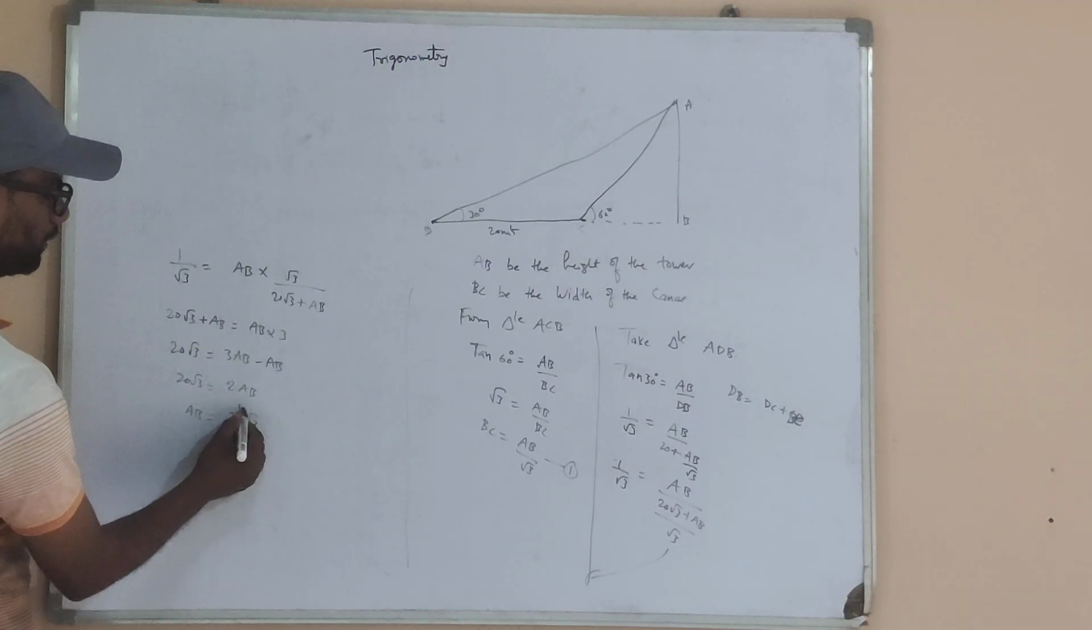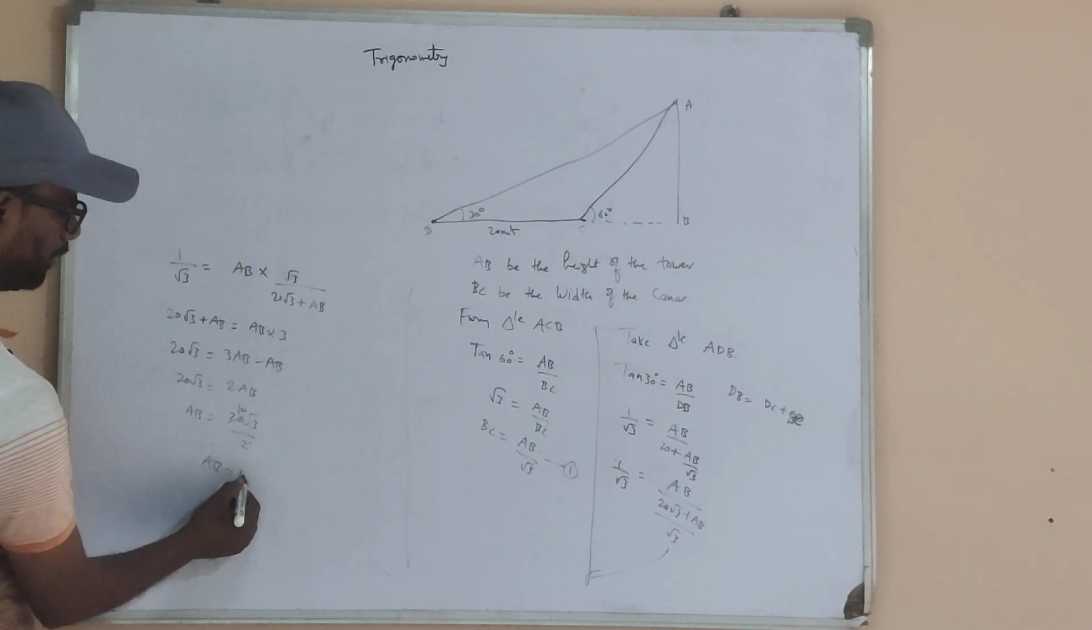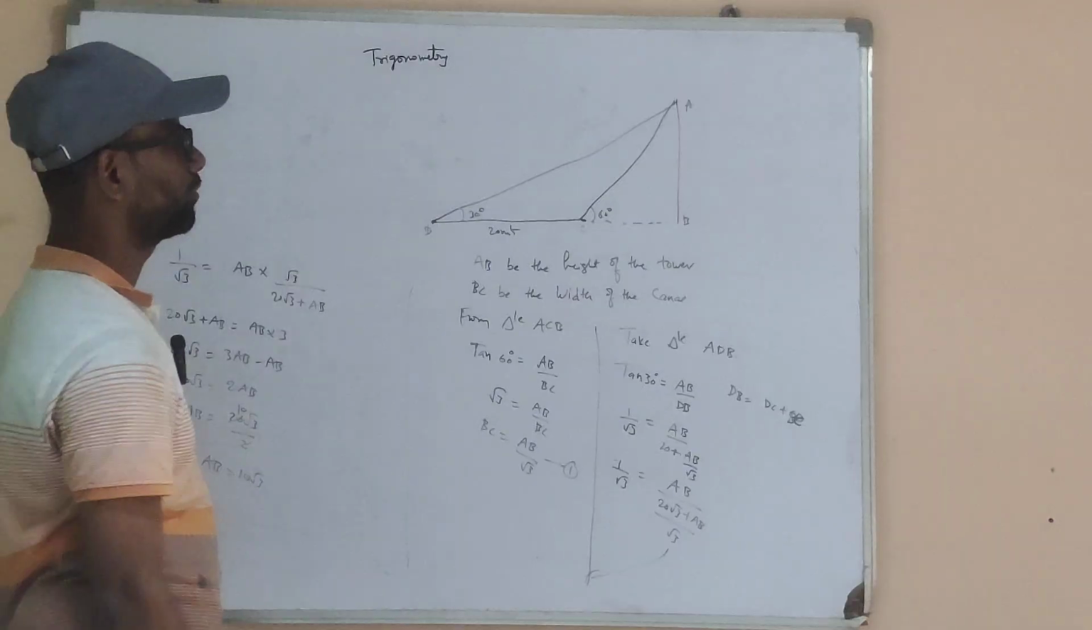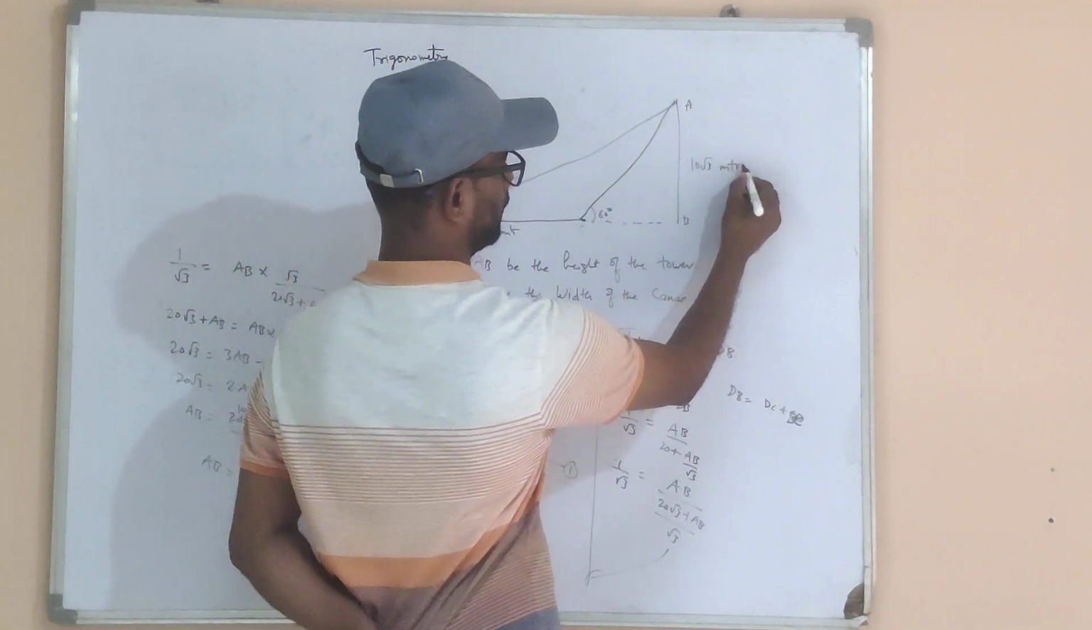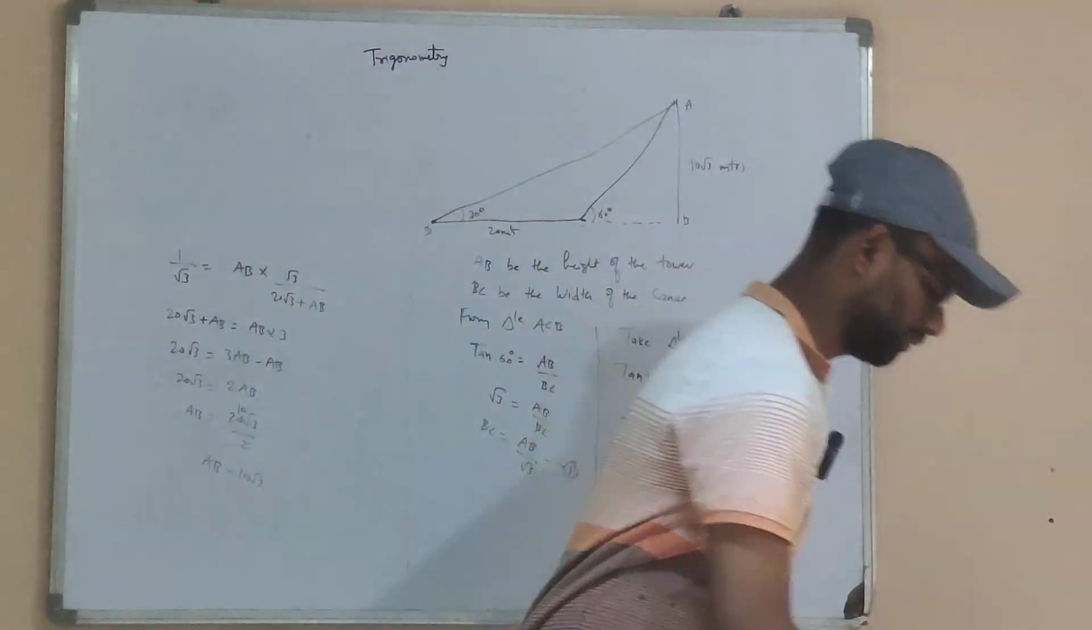2 ones are 2, 2 tens are 20. So AB is equal to 10 root 3. So AB, which is the height, is 10 root 3 meters.